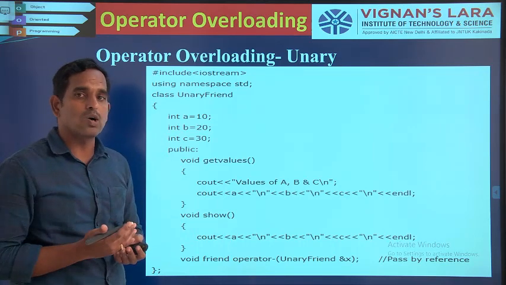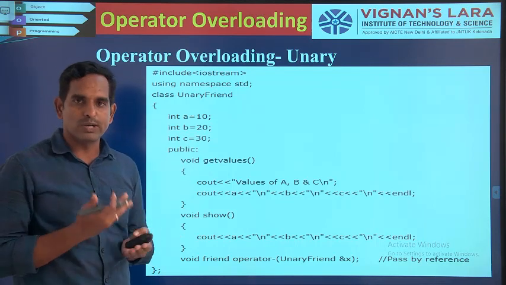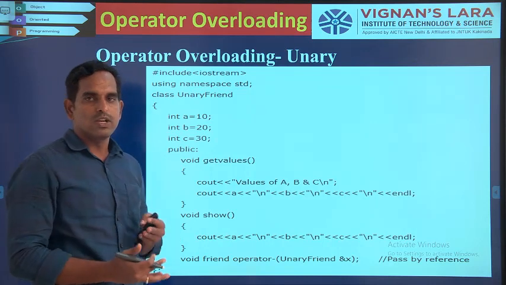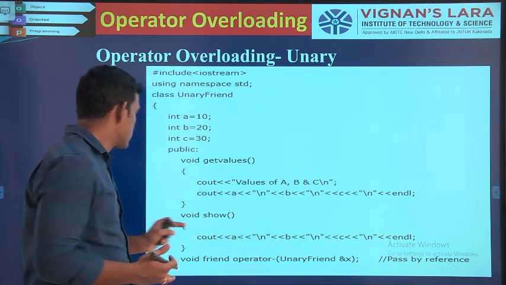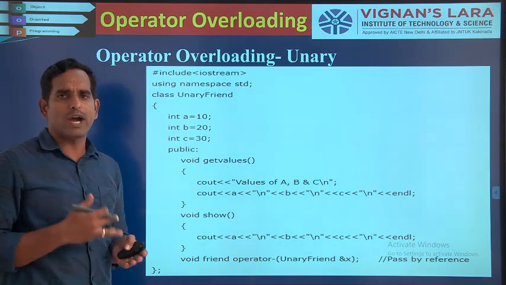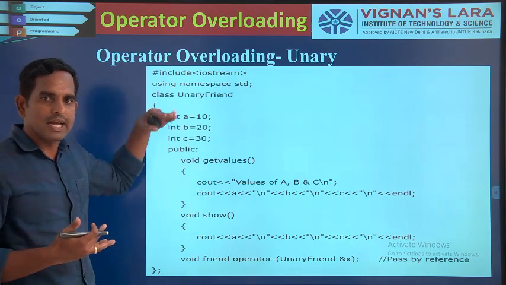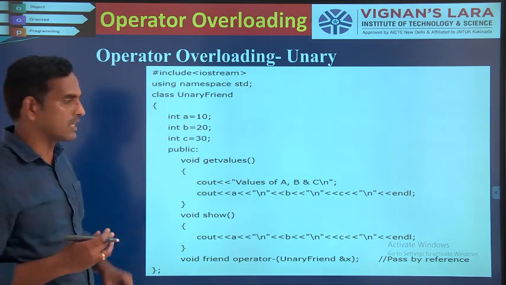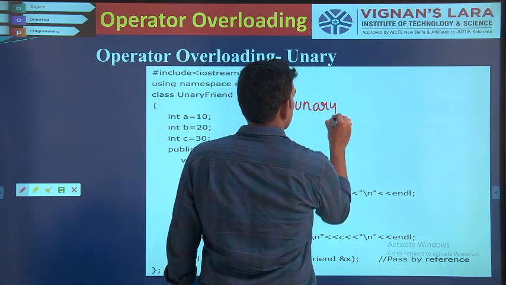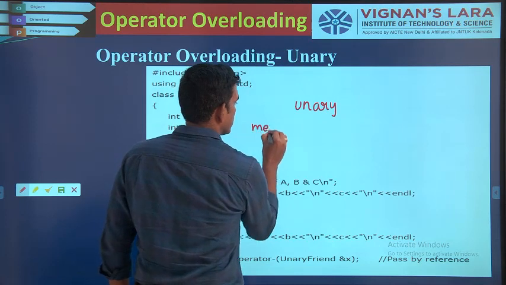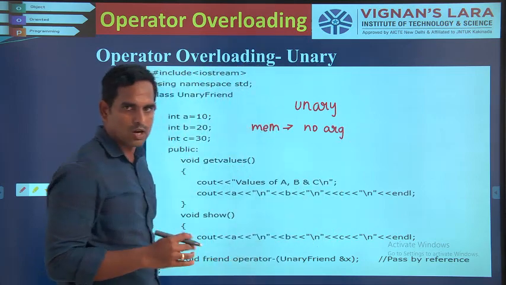I think you already know how to overload operators as member functions inside the class. Now we will be looking at how you can overload the same operators, that is, you can overload both your unary operators and binary operators as friend functions. While overloading your unary or binary operators as friend functions, you have to remember one thing. When you are overloading your unary operators as member functions, you will be having no arguments.